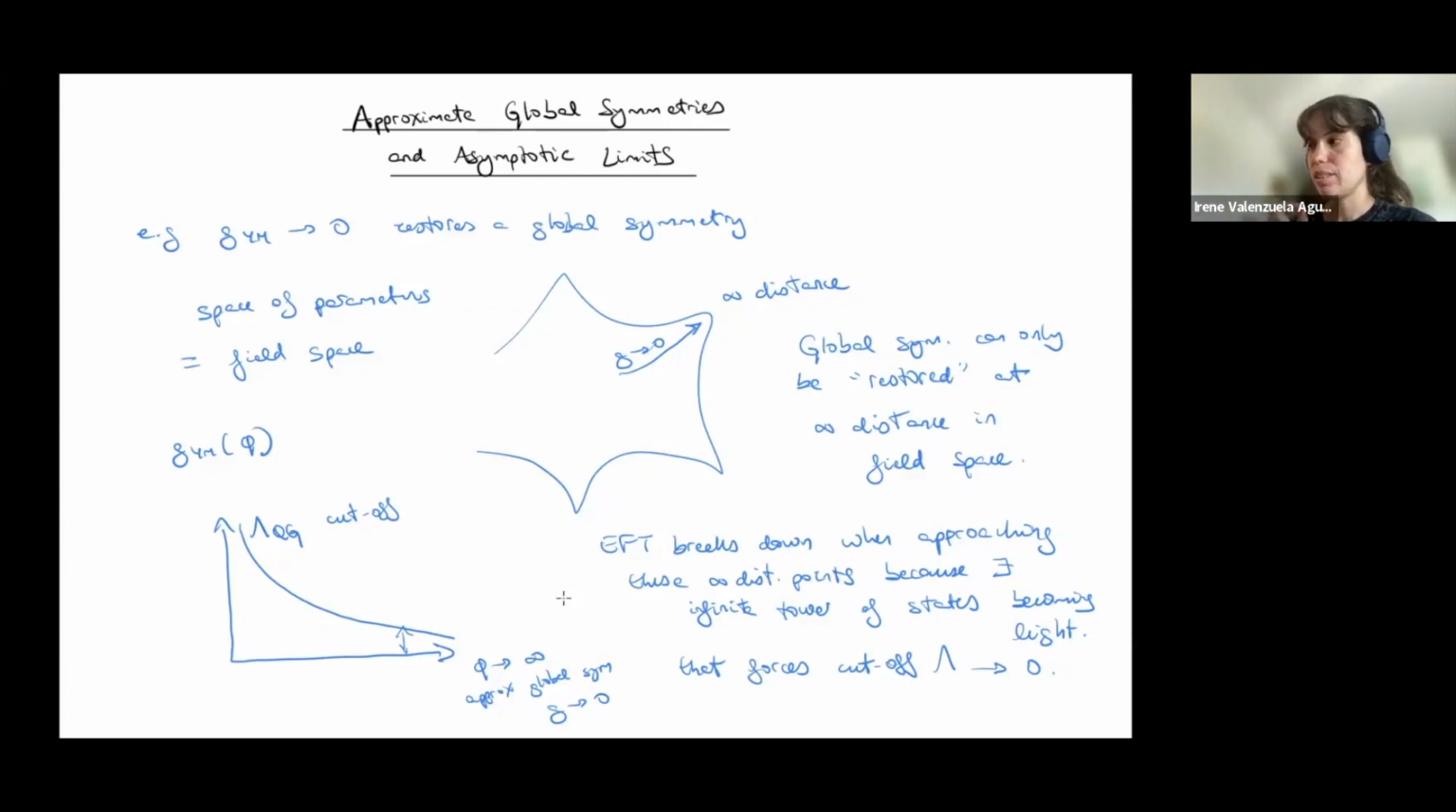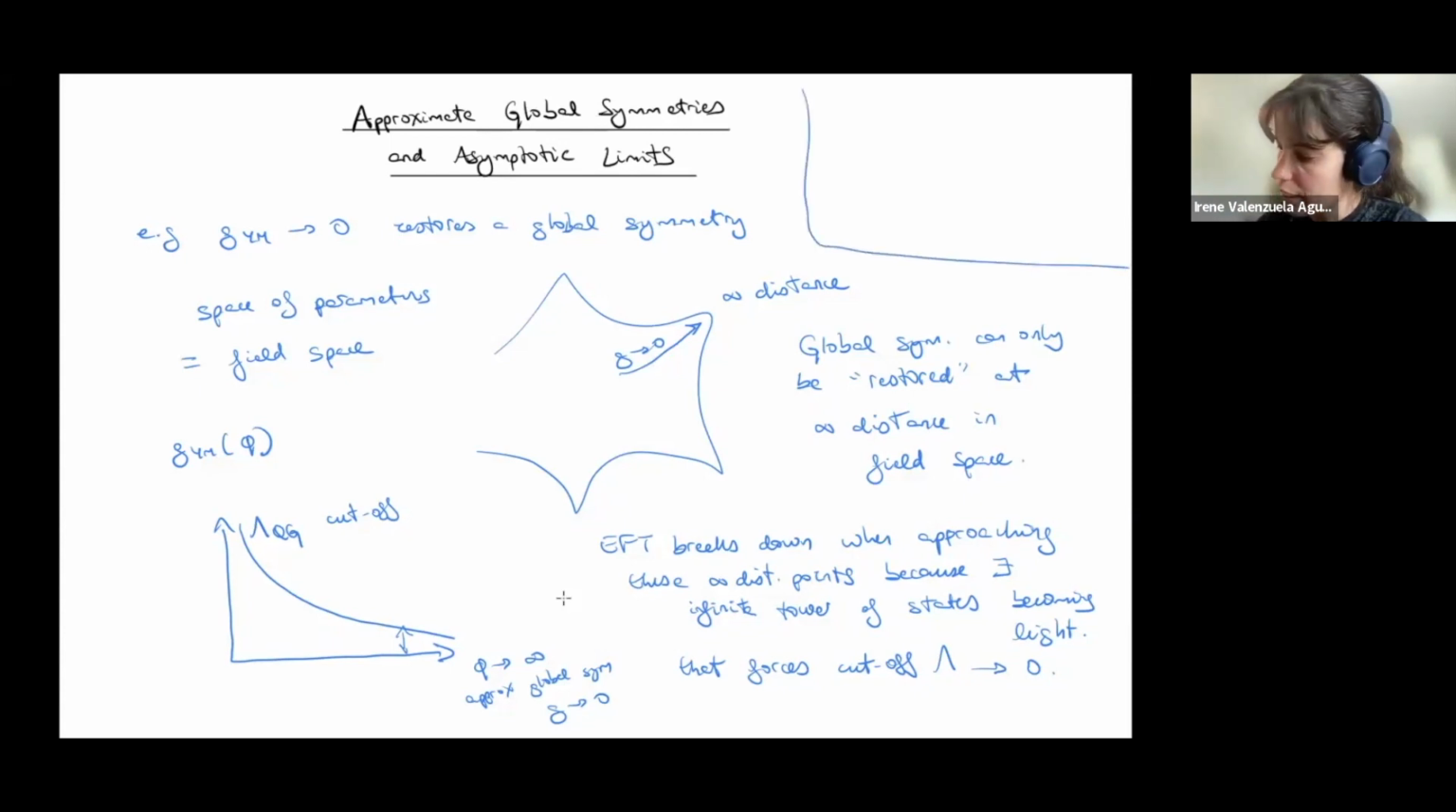If I want this new field, it has to be very weakly coupled, because otherwise we would have already detected it. But the gauge coupling cannot be super, super small, because the smaller it gets, the smaller the cutoff of the EFT is going to be. Okay, so now you have a constraint. And let me write it here.